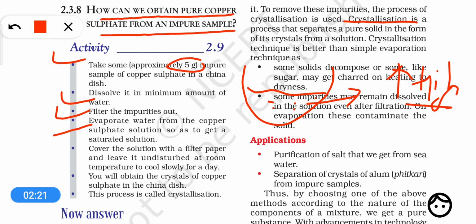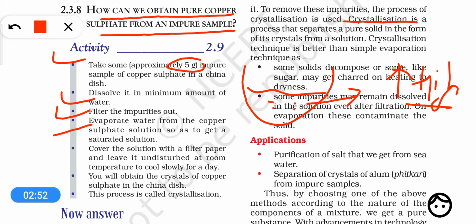We will take around 5 gram of impure sample of copper sulfate in a china dish. Then we will dissolve it in the minimum amount of water, meaning a very small amount of water, so that a highly concentrated solution is obtained. After that we will filter it, so that the particulate impurities will be separated.